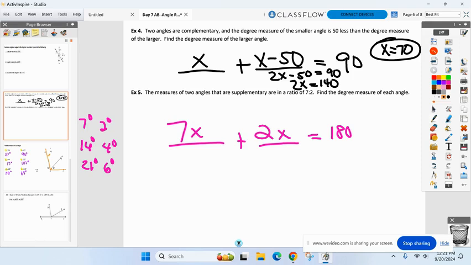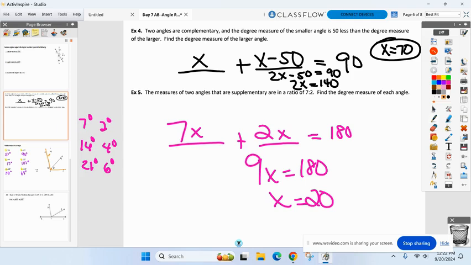But hold on, let's solve it now. Can't find out where x is. Solve it: 9x equals 180. Everyone's dividing by 9. Now don't fall into this trap, because what's everybody getting for x? 20. Yes. But is that one of the degree measures I'm looking for?